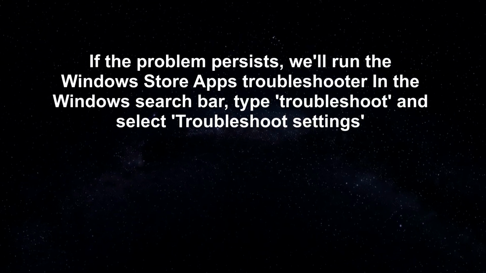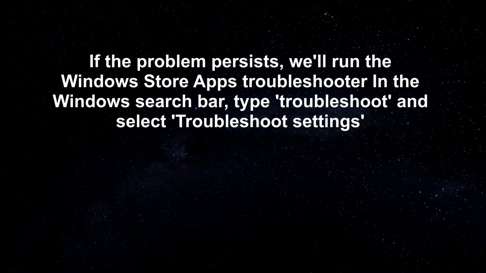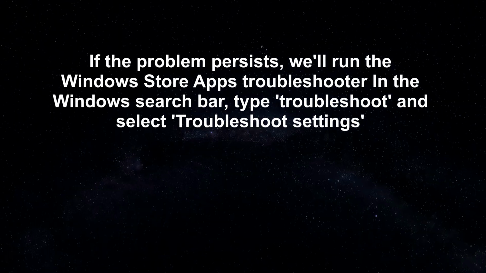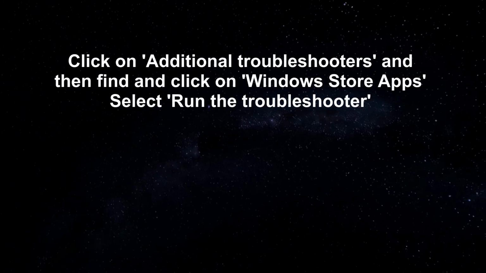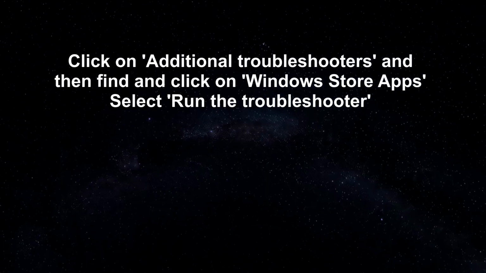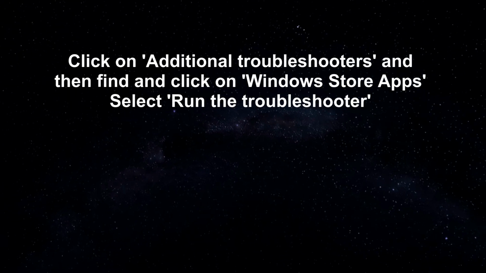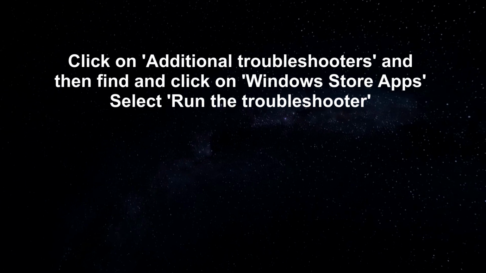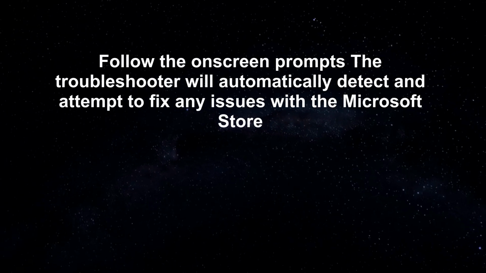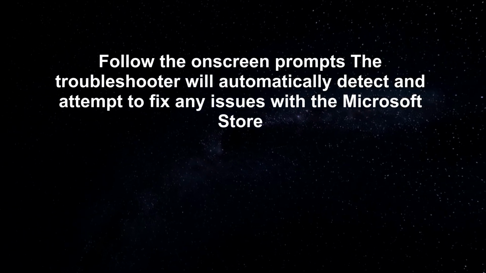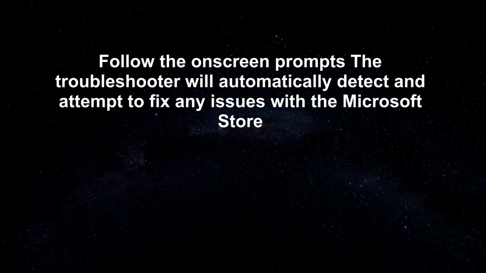If the problem persists, we'll run the Windows Store Apps Troubleshooter in the Windows search bar. Type Troubleshoot and select Troubleshoot Settings. Click on Additional Troubleshooters, and then find and click on Windows Store Apps. Select Run the Troubleshooter. Follow the on-screen prompts. The troubleshooter will automatically detect and attempt to fix any issues with the Microsoft Store.